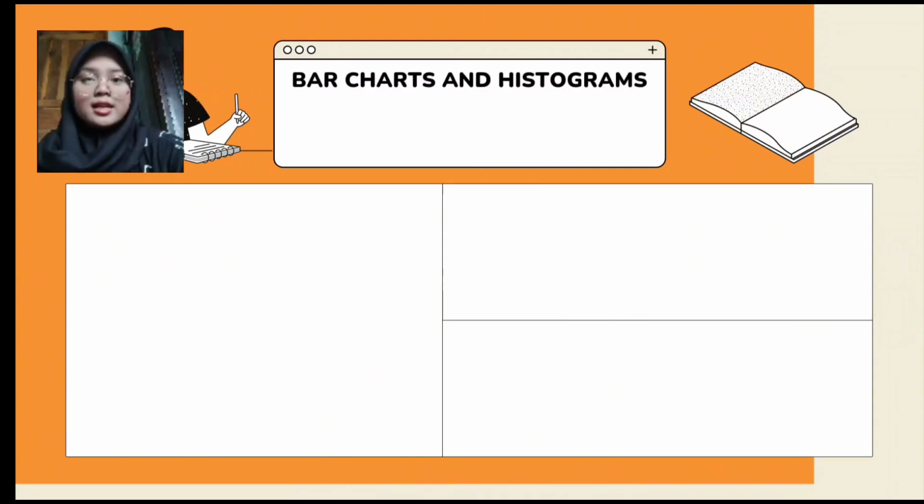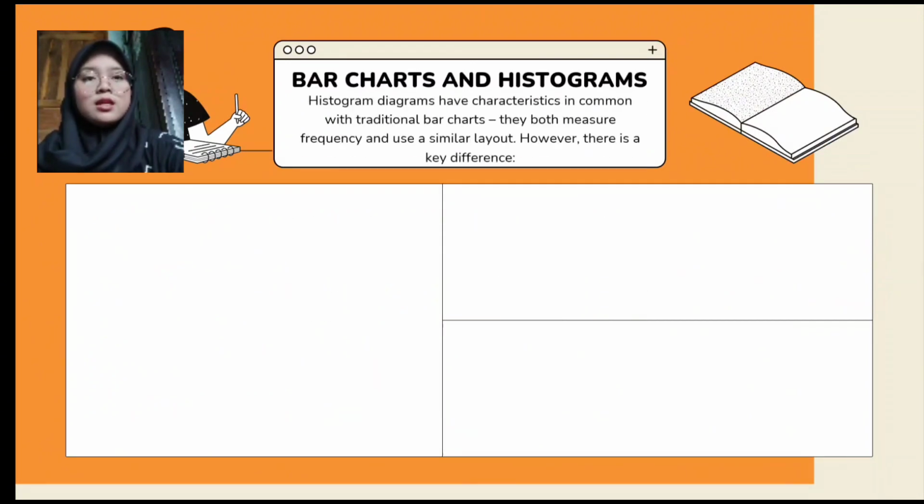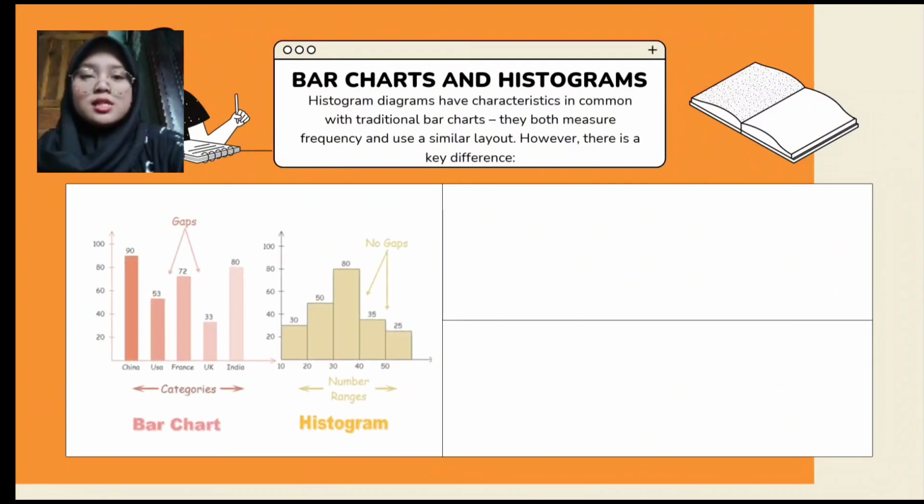Bar charts and histograms. Histogram diagrams have characteristics in common with traditional bar charts. They both measure frequency and use a similar layout. However, there is a key difference. This is a picture of a bar chart on the left side and a histogram on the right side.